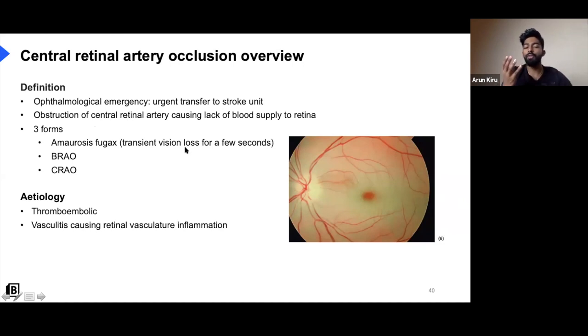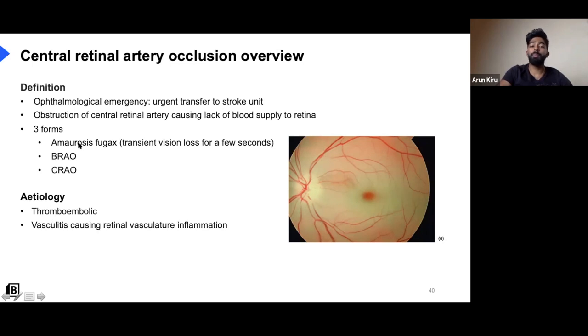You've got amaurosis fugax, which you've probably heard of, where you get transient vision loss that lasts for a few seconds and then comes back. That's because the plaque, or whatever the blockage is, blocks the artery and then it passes through. But you get a few seconds. A branch retinal artery occlusion, like a branch retinal vein, is where one part of the retina becomes pale. And then a central retinal artery occlusion is where the entire retina becomes pale.